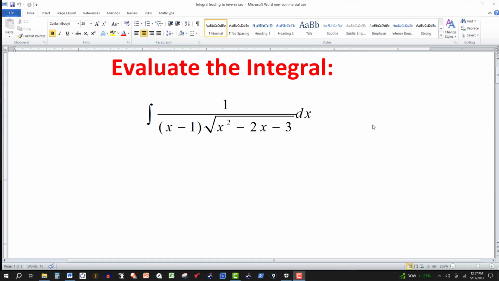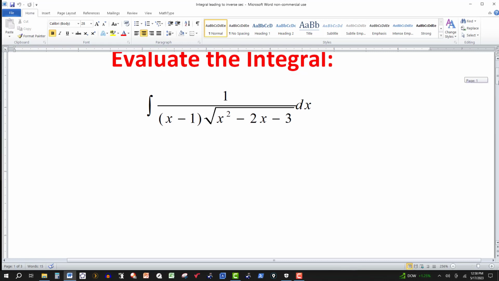In this video, we want to evaluate this integral of 1 over x minus 1 times the square root of x squared minus 2x minus 3. It has a radical in the denominator, so we don't expect partial fractions. Integration by parts, don't think so. It looks like there's a possibility that you might be able to use a trig substitution. But notice this has an x minus 1 here as a factor. We can rewrite this with u, and let u equal x minus 1.